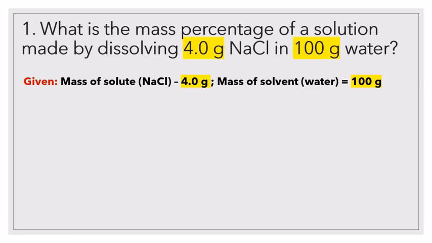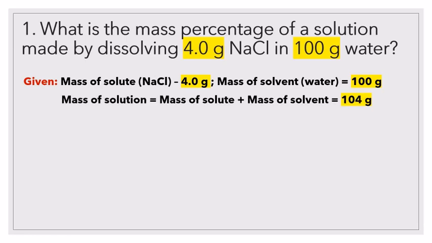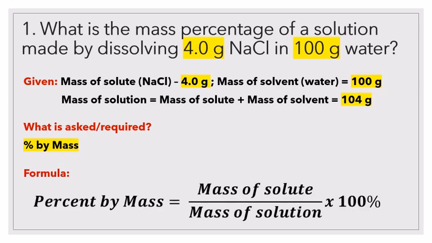Now what is the mass of solution? Going back to the formula, the mass of solution is the mass of solute plus the mass of the solvent. So we need to add 4 plus 100. So the mass of solution is 104 grams. Now, what is asked or required? It is the percent by mass. And what formula are we going to use? Percent by mass is equal to the mass of solute divided by the mass of solution times 100%.